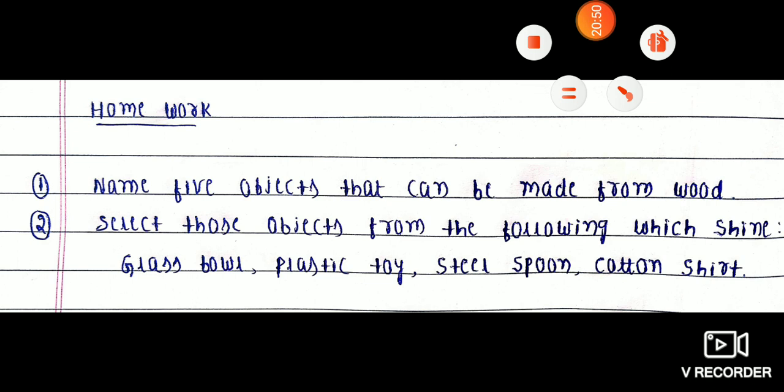Dear students, let us take homework for today. First one, name 5 objects that can be made from wood. Second one, select those objects from the following which shine. First one, glass bowl. Second, plastic toy. Third one, steel spoon. Next one, cotton shirt.